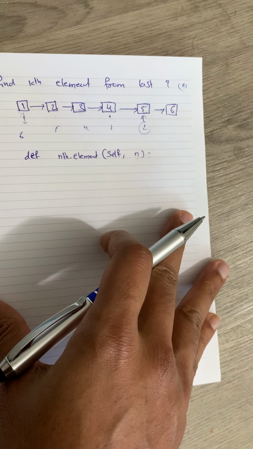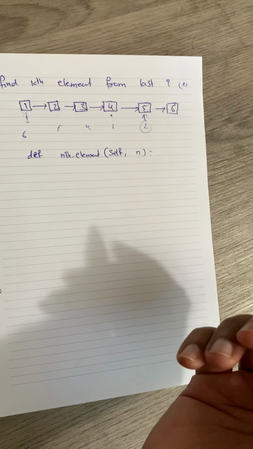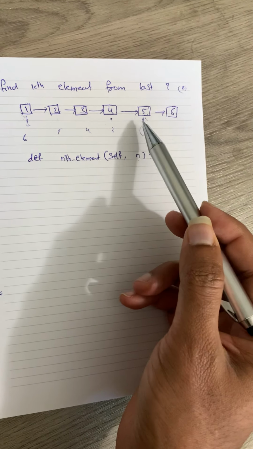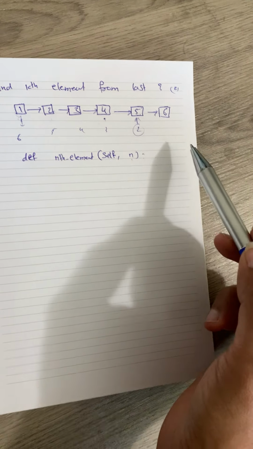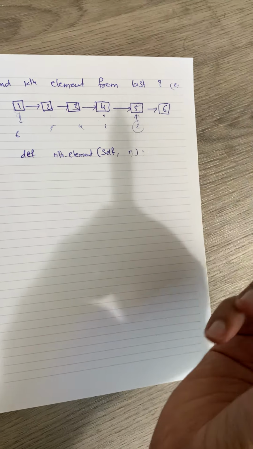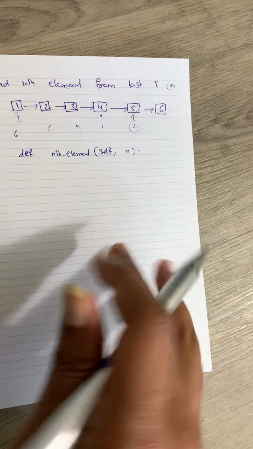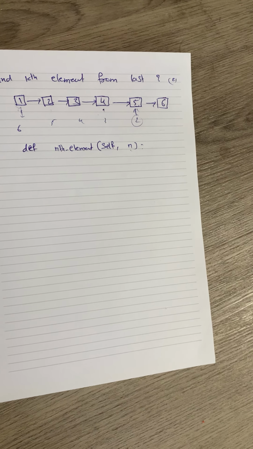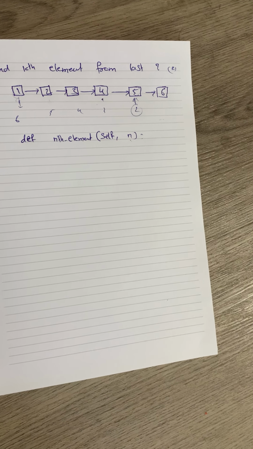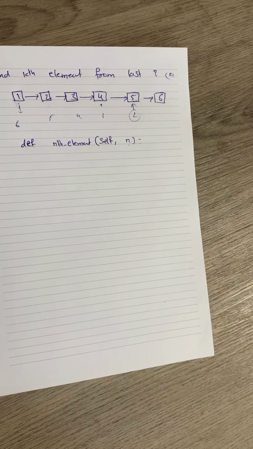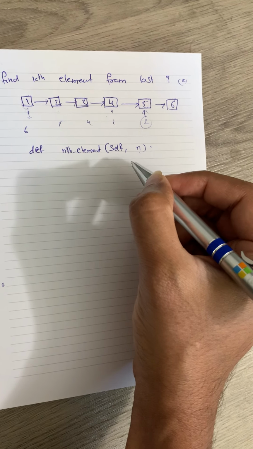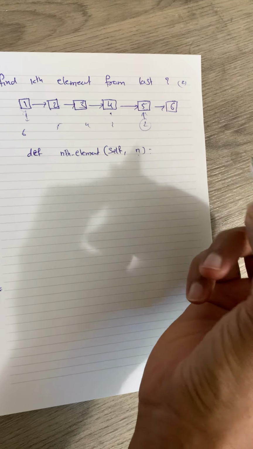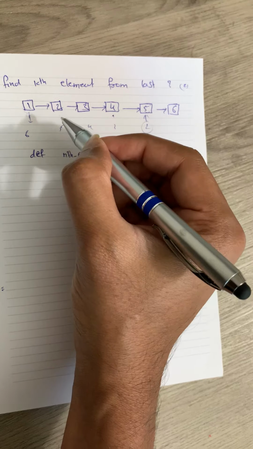But the problem with that approach is that it's going to take big O of n squared. So in the worst case, it has to loop throughout the linked list, and it's going to take big O of n squared in that approach. So the one I'm going to explain is a simple approach and an optimal solution.